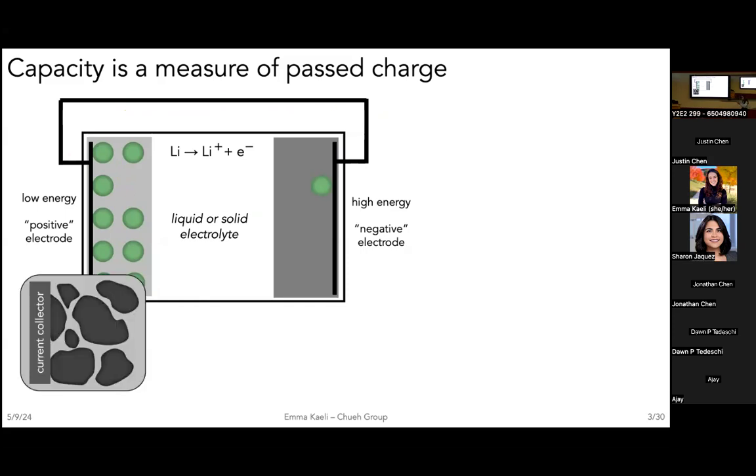Now, this is not exactly what our electrodes look like. They're not these lovely blocks. Instead, we have different particles. Those particles, for example, I'm going to zoom into the positive electrode here. The positive electrode is going to be the focus of the rest of my talk.